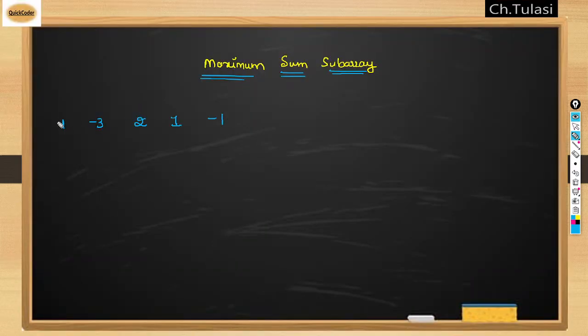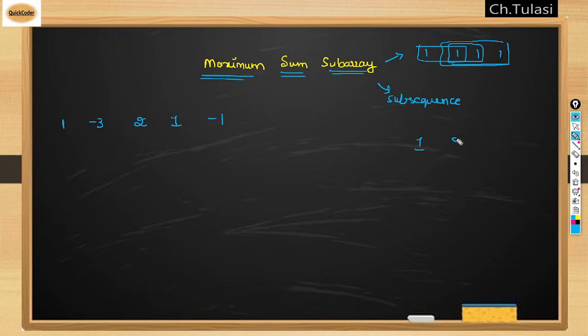For example, if we take this array, we want to find the maximum sum subarray. First, you have to understand what a subarray is. Subarray is nothing but, for example, these are the elements in an array. So this is one of the subarrays. This is one of the subarrays. This is one of the subarrays. It means continuous elements. There is also another word called subsequence. Subsequence is totally different from subarray.